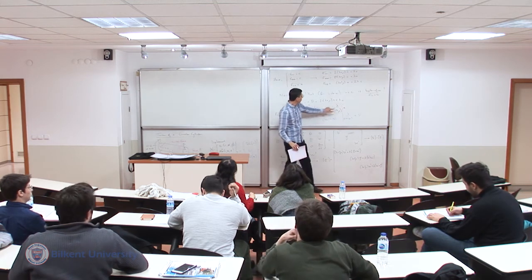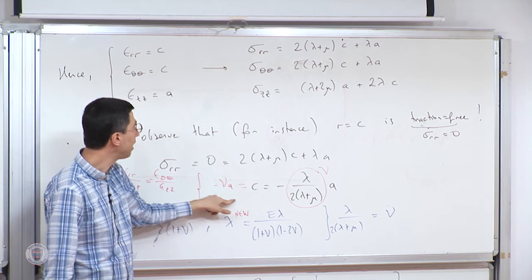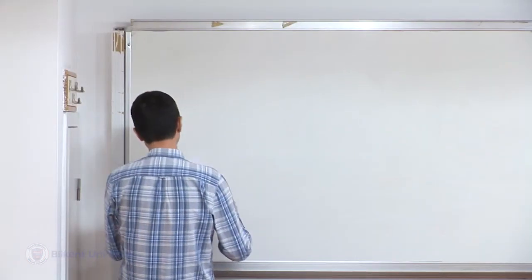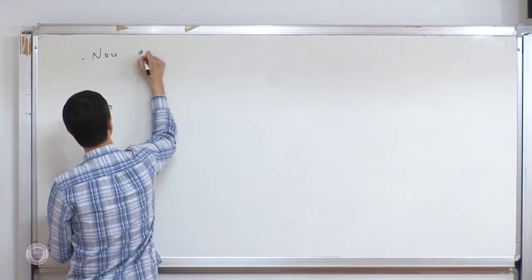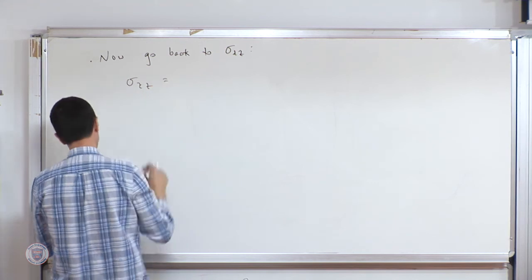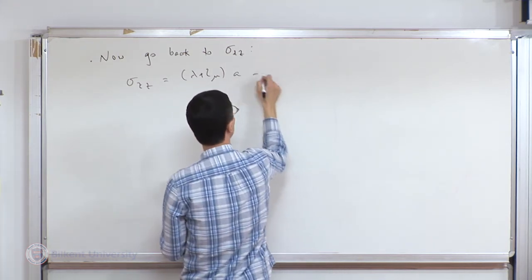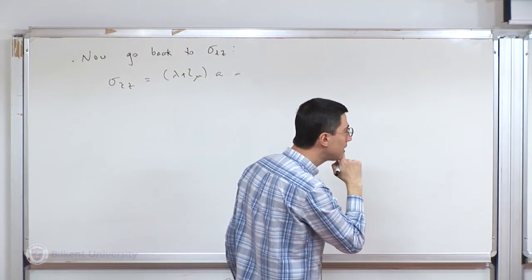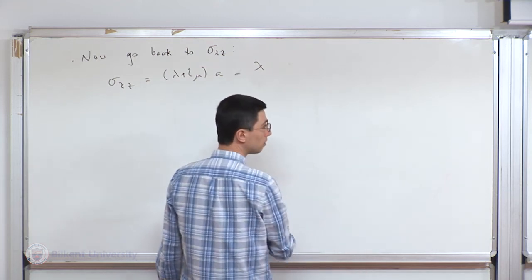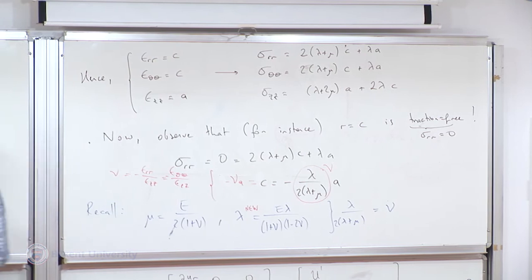Okay, so I got a relation between C and A, and now I will go to sigma ZZ. Now sigma RR and sigma theta theta are both 0. That's the condition I imposed to find this relation between A and C. However, I still have one unknown constant. Let's say A is still unknown. If I know A, then I know C. So that I still need to find out. So now let's go back to sigma ZZ, and let's observe that it takes the value lambda plus 2 mu times A plus 2 lambda C. But C is now something that I already know. It is lambda nu, or if you like, I can plug in this quantity: minus 2 lambda squared over 2 lambda plus mu.